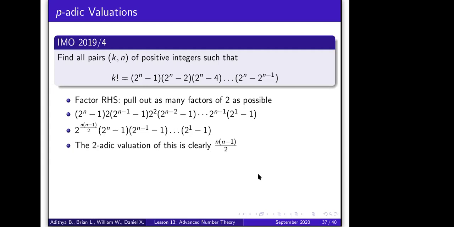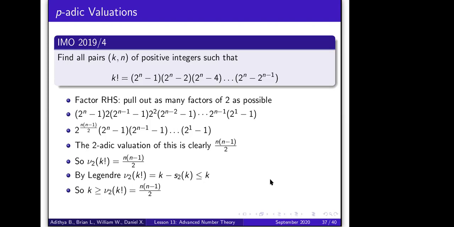Right, and because the V2 of the right hand side is n times n minus 1 over 2, that means that the V2 of the left hand side is also n times n minus 1 over 2. But we know information about what happens when we take the V2 of a factorial, right? When we take the V2 of k factorial, it's essentially just k minus the sum of the digits of k in base 2, right? And this is at most k, because the sum of the digits is non-negative. So this actually gives us a bound on k. k is at least n times n minus 1 over 2.